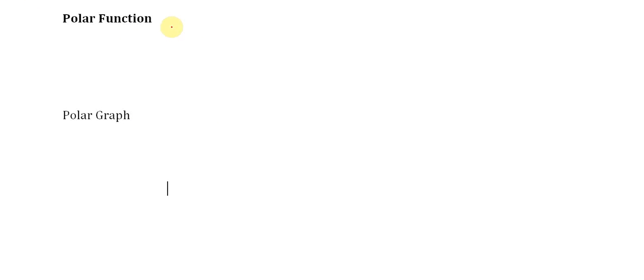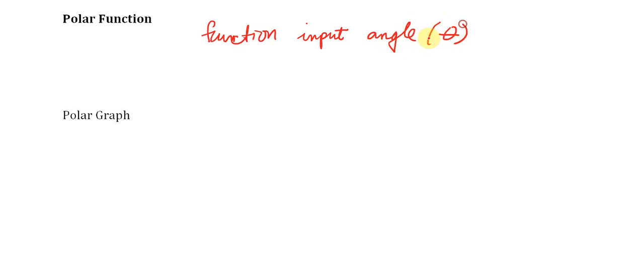Alright, so a polar function, let me define it as follows. It is a function whose input is theta. In other words, the input is an angle, which we will call theta, and the output is the radius, and it's a directed radius. So the radius could be positive or negative r.